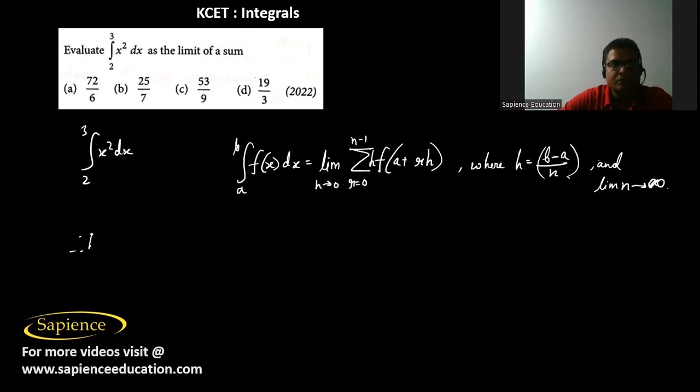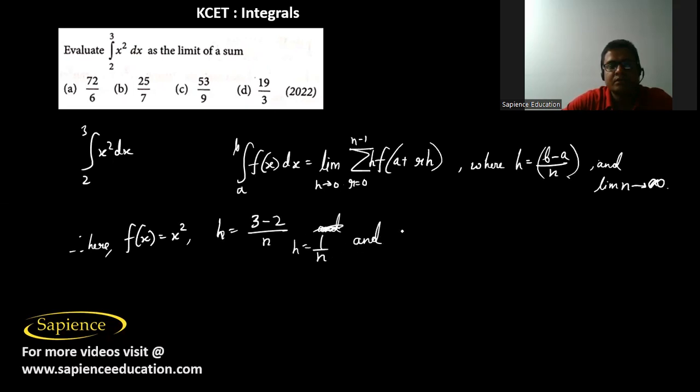So therefore here f of x is x square, and here h is equal to (b minus a), so (3 minus 2) by n, so h is equal to 1 by n, and b is equal to 3 and a is equal to 2, obviously.